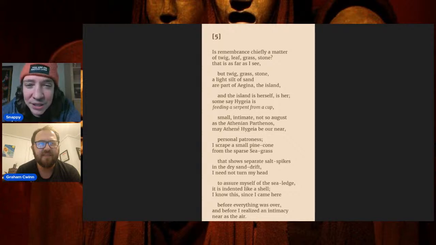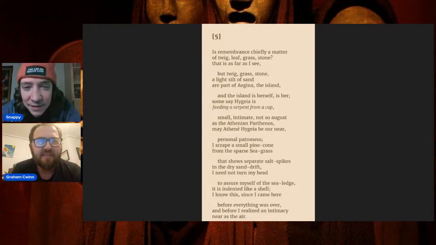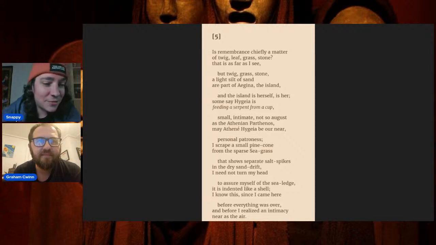Is remembrance chiefly a matter of twig, leaf, grass, stone? That is as far as I see. But twig, grass, stone, a light slit of sand are part of Aegina, the island. And the island is herself, is her. Some say Hygeia is feeding a serpent from a cup. Hygeia is a goddess, one of the nymphs, of this beauty, and she is feeding a serpent from her cup. Isn't that a profound image?